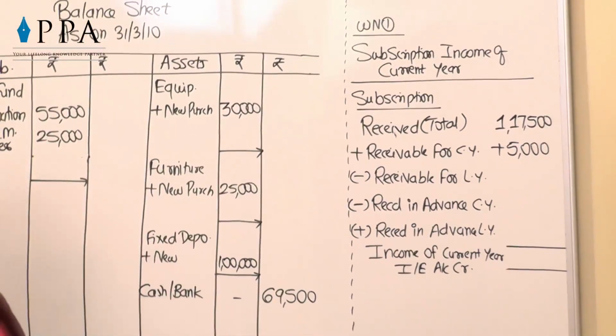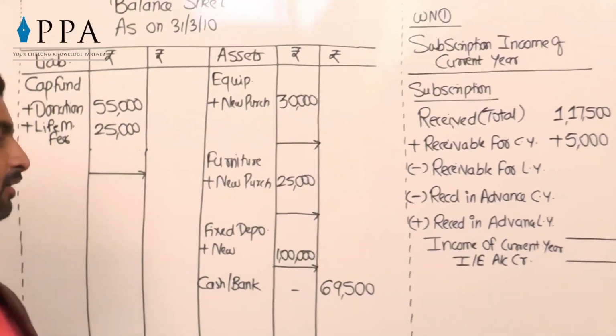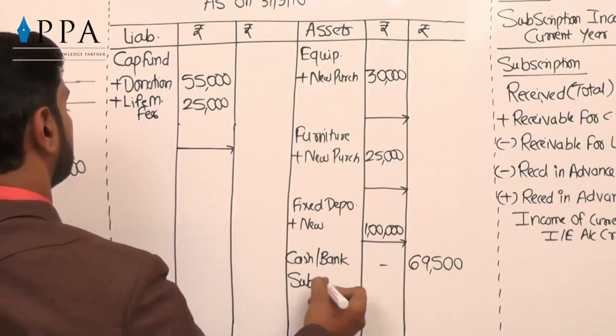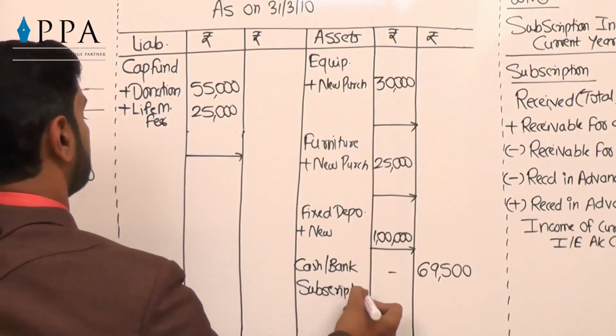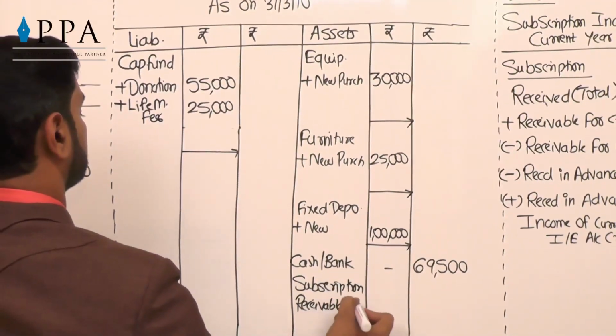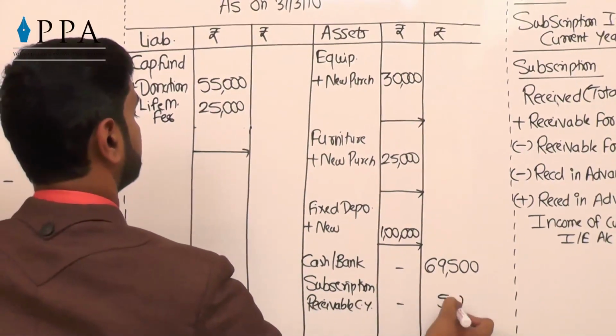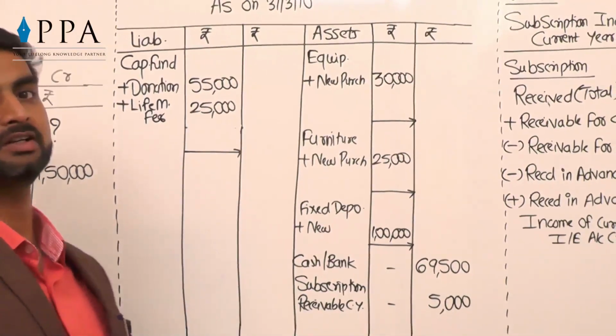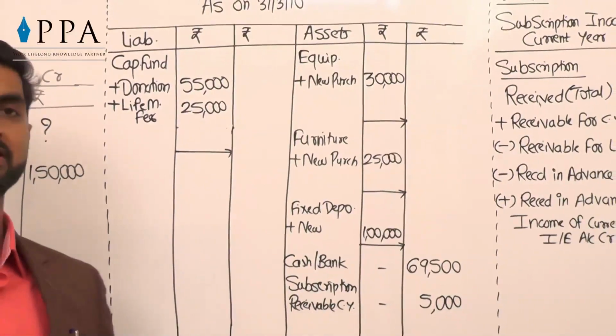So second effect, we will go to the balance sheet asset side where I will record subscription receivable for current year, outer column 5,000. It is income of the current year, so added in income, but it is not received, it is receivable, so recorded in the asset side.